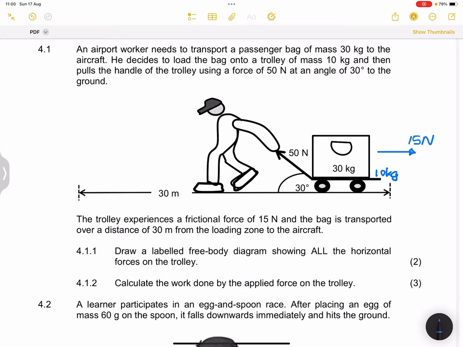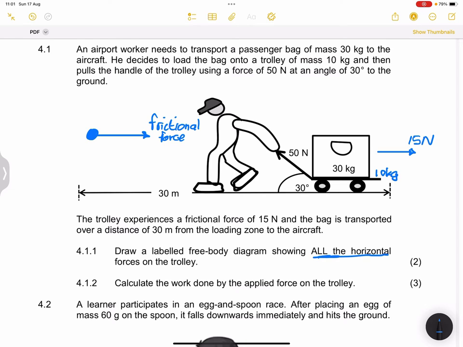So they say to us, draw a labeled free body diagram showing all the horizontal forces on the trolley. Now, they said all horizontal forces. Which are the horizontal forces that are acting in this case? Firstly, we know we'll have friction, so that's a clear one. That's going to be the frictional force. And secondly, which other one do we have?